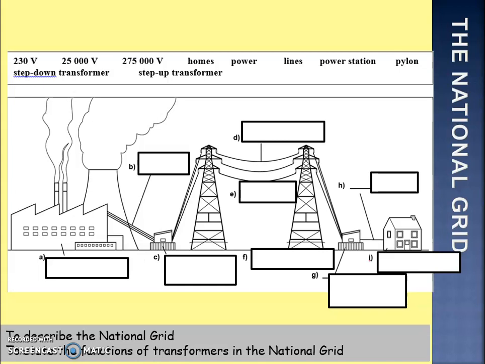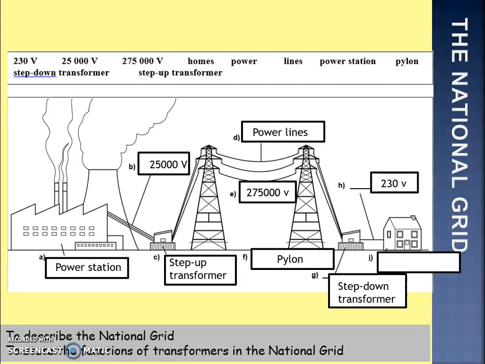Okay, so for A, we should have written the power station. B, 25,000 volts. C is the step-up transformer. D, the power lines. E, that's got electricity at 275,000 volts. F, that's your pylon. G, well, if C was a step-up transformer, G is a step-down transformer. Step-down transformers give us electricity at H, 230 volts, and that's supplied to our homes.